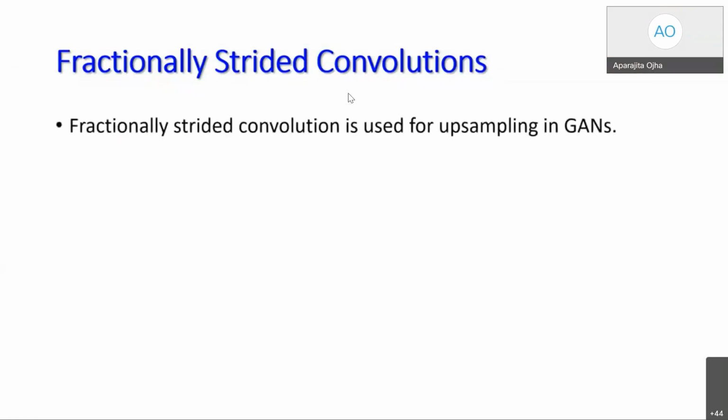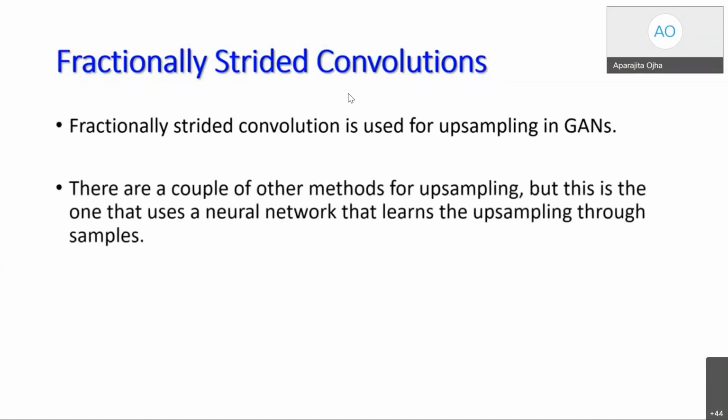For doing so, we are using upsampling here through fractionally strided convolution. There are other methods also for upsampling, like bilinear interpolation or cubic interpolation, but this is the one that uses a neural network that learns upsampling through the samples that we provide to it. So I will explain to you fractionally strided convolution through an example.